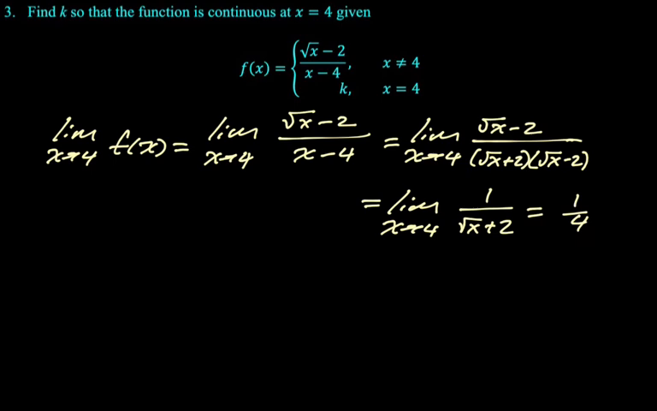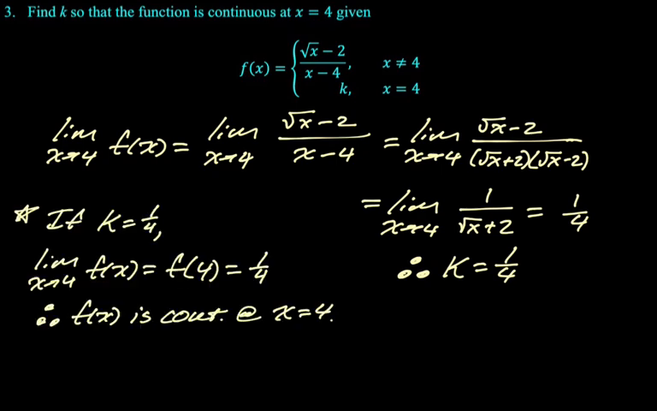So if I allow k to be 1/4, this thing is definitely continuous. But then you kind of ask yourself, did I prove that it's continuous? I think I kind of did, but maybe not. And in that case, I would go back and just say, if k equals 1/4, the limit as x approaches 4 of f(x) equals f(4) equals 1/4, therefore f(x) is continuous. So that's our value of k that makes us continuous.